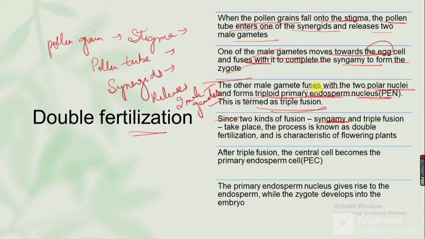Since two kinds of fusion take place, syngamy, that is the formation of zygote, and triple fusion, that is the formation of triploid primary endosperm nucleus, this fertilization is known as double fertilization. After triple fusion, the central cell becomes the primary endosperm cell.